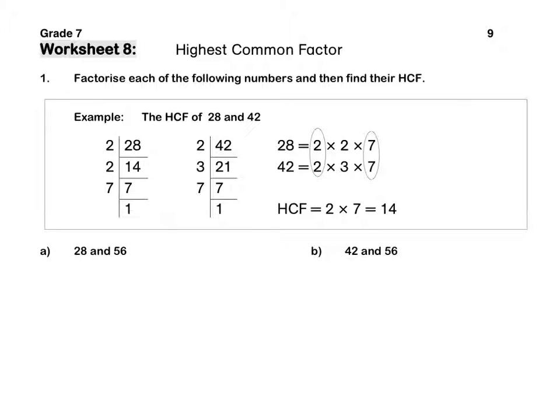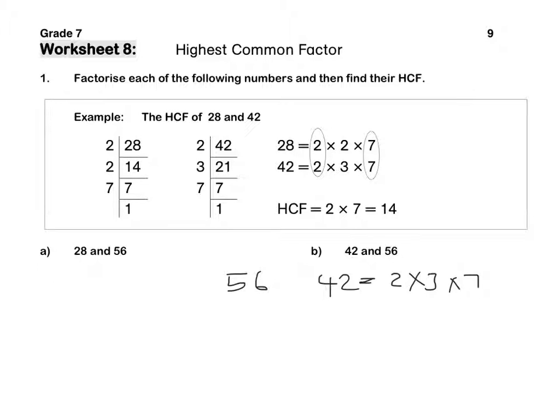Now, the highest common factor must be a factor that is in both of the numbers. So we see it's 2 times 7, which is 14. Let's do B together. We need to factorize 42 and 56. We already have 42 in factorized form up there. So 42 is equal to 2 times 3 times 7.